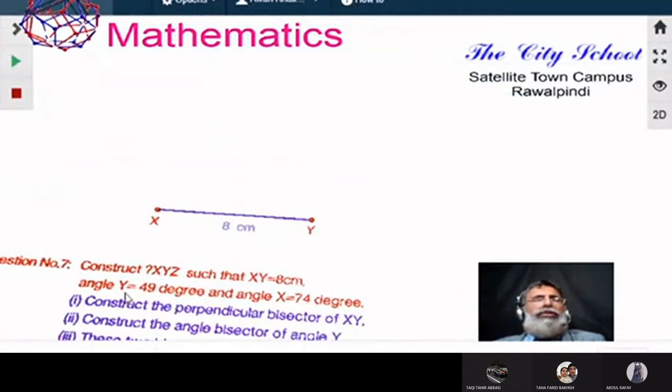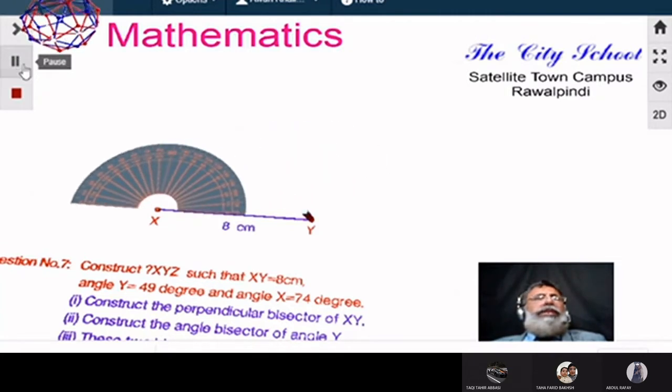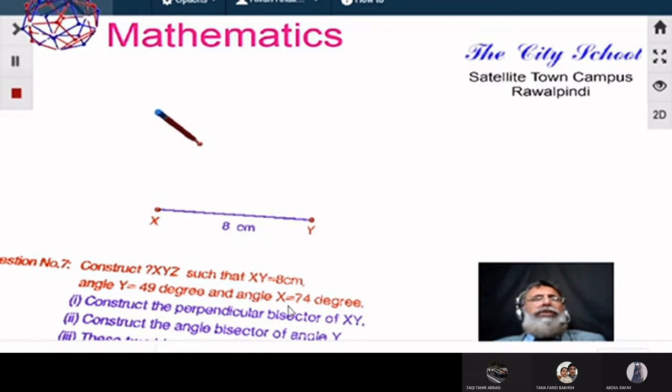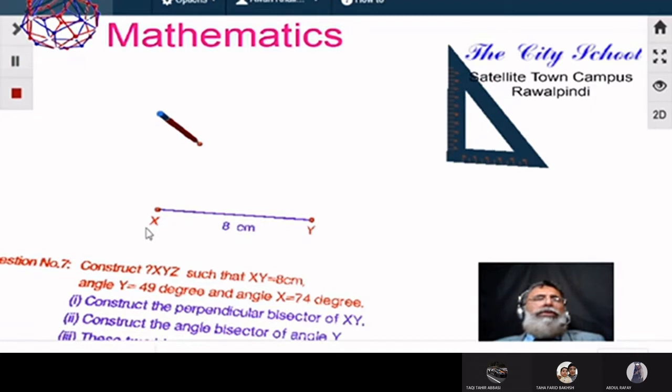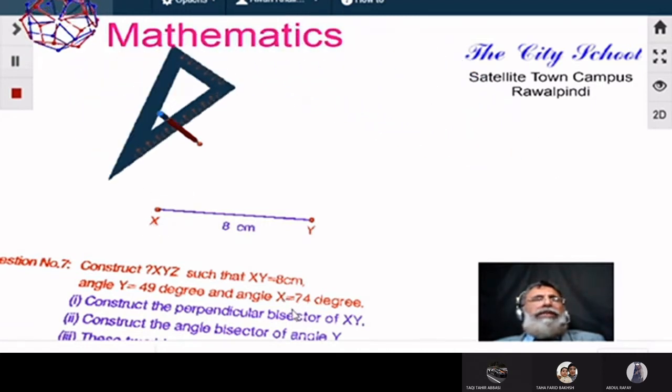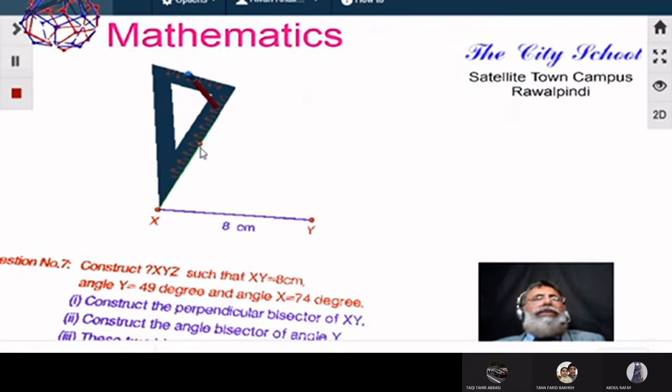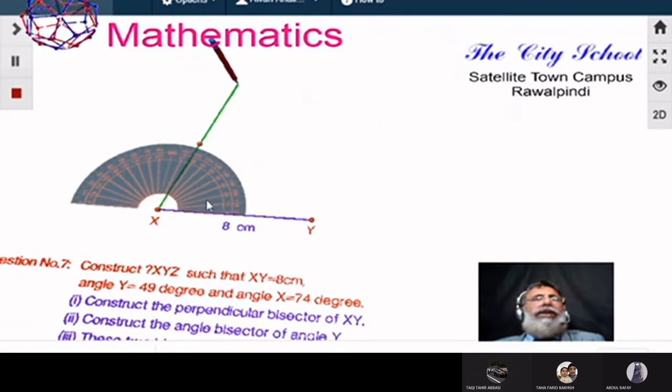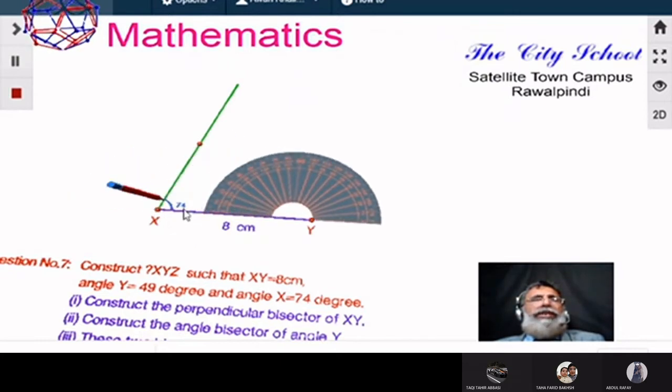After that, the two things given are angle Y of 49 degrees and angle X of 74 degrees. Taking any one of the angles, we are taking angle X. Angle X is of 74 degrees, sorry, so we are measuring a point at 74 and we'll be drawing an angle of 74 degrees and drawing it further. This is the line we have drawn, and we have marked it as 74.